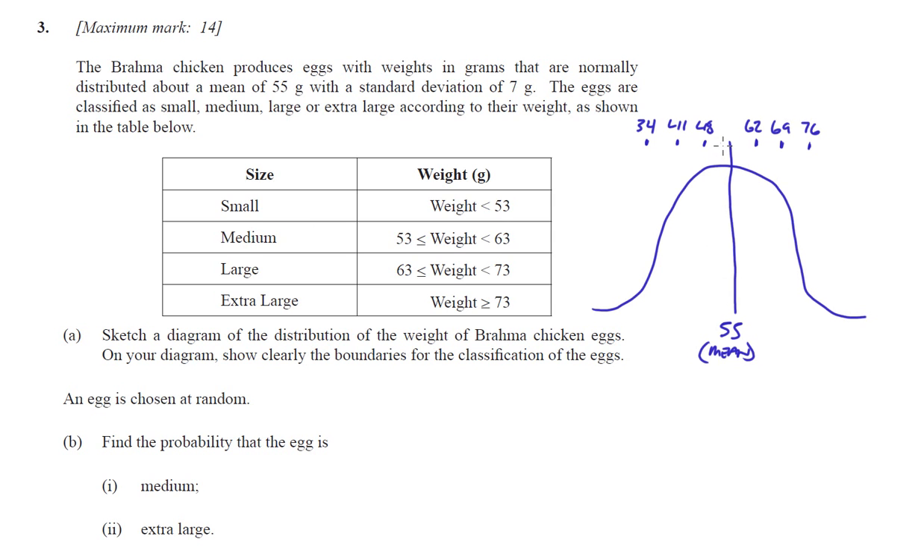So I'm going to want to put my actually, let's do this. Let's have this start on the line here. Do this, and then we're going to want to put that, that's 53, right? And then the medium is between 53 and 63. So then our next number is going to be at 63, which is just above our first standard deviation.